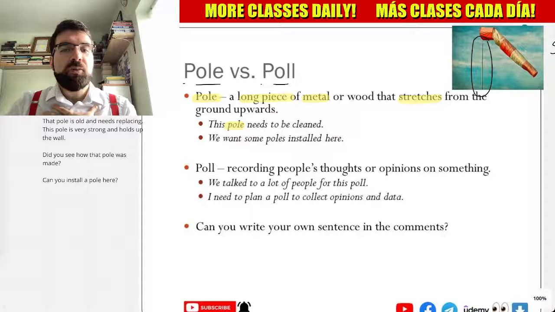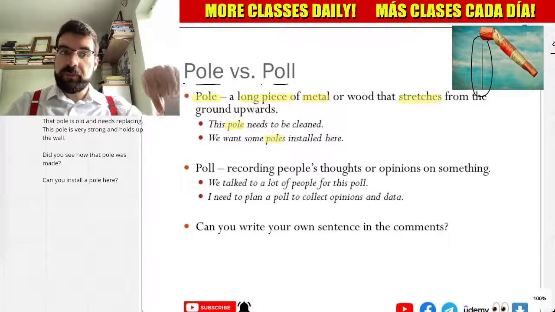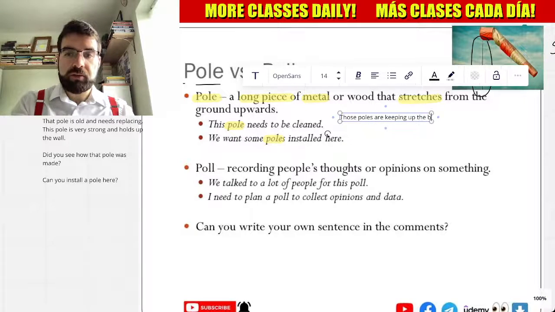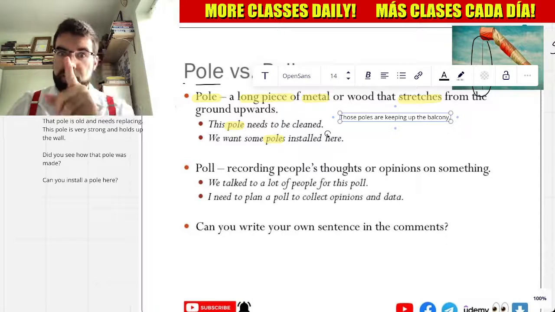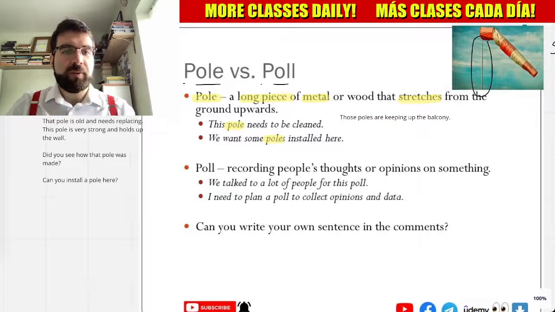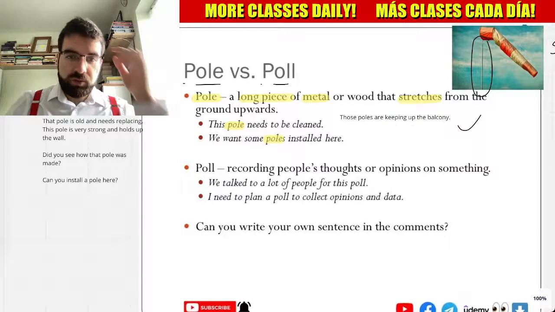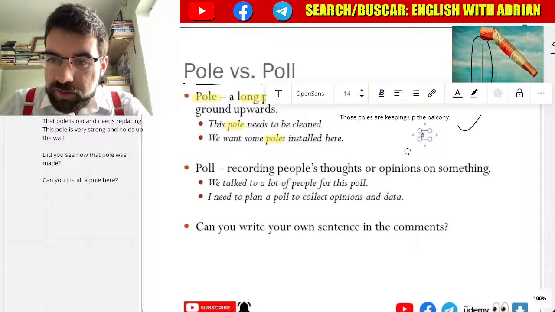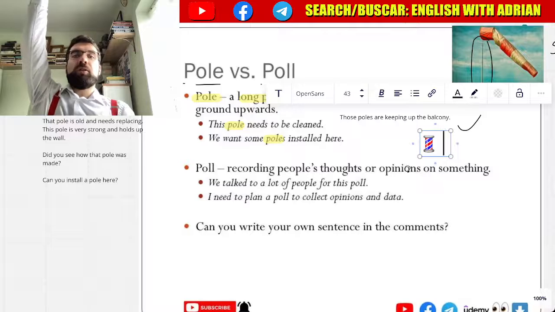We want some poles installed here. Yeah. Those poles are keeping up the balcony. How cool is that? Let's have a look. Pole. In a way, not quite, but it's keeping something up. A pole.